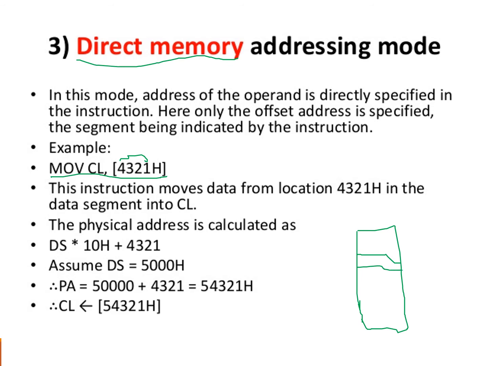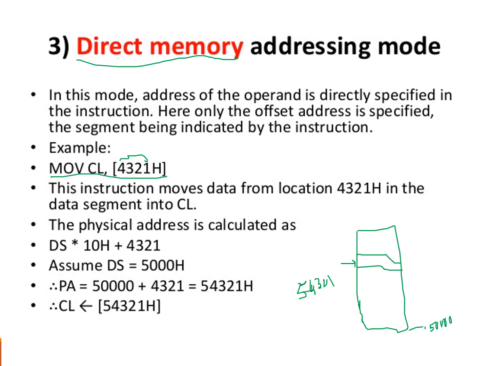Okay, let us think like this. One of the memory locations is this, where data is available. That memory location is 54321, where the base address or initial address location of the data segment will be 50000, right?